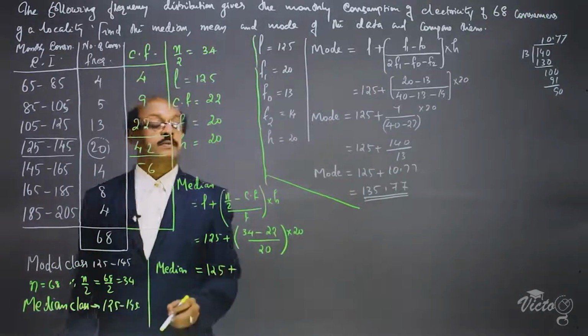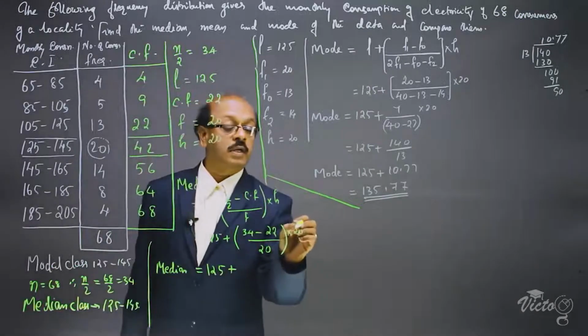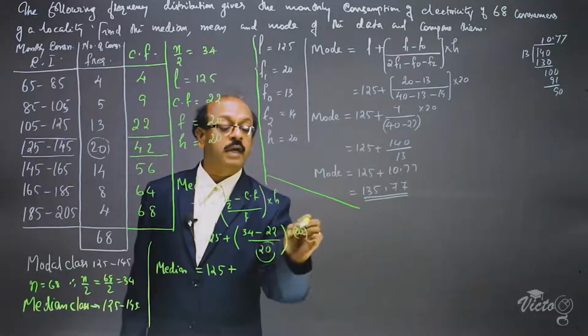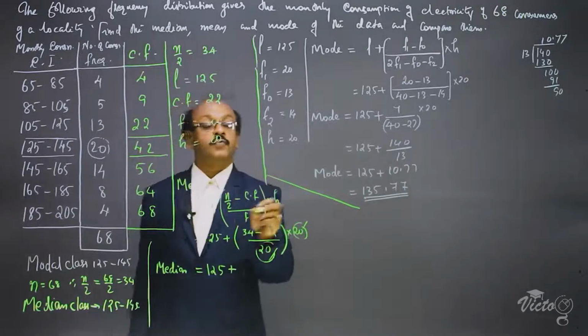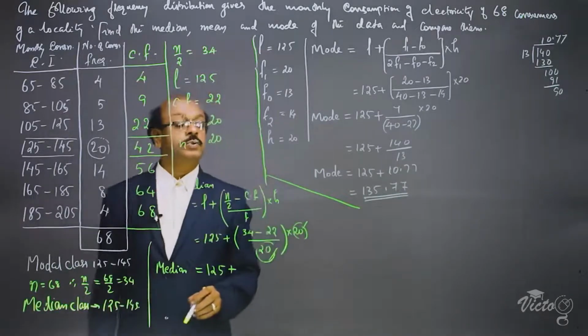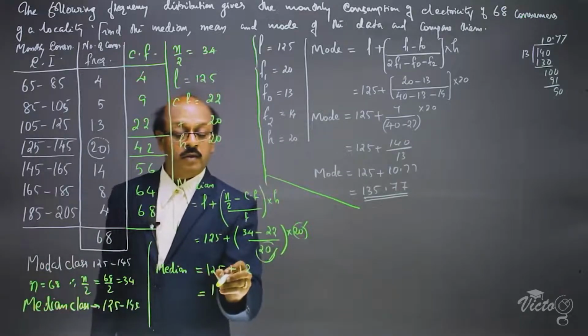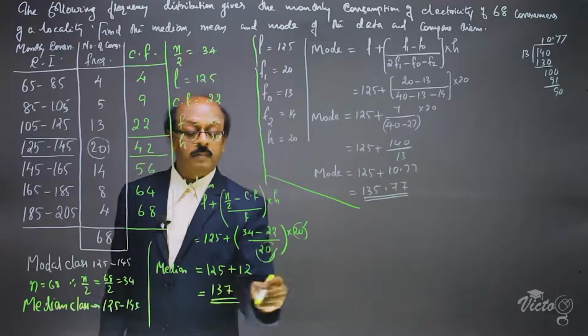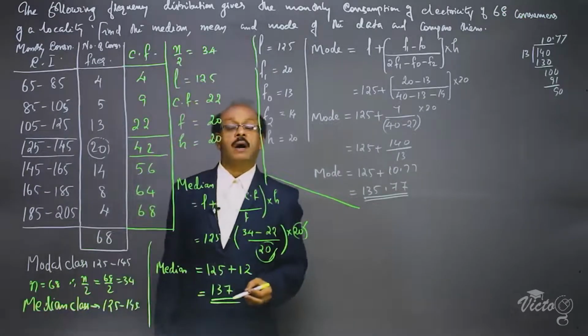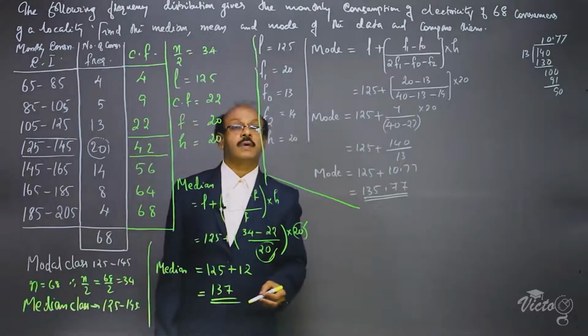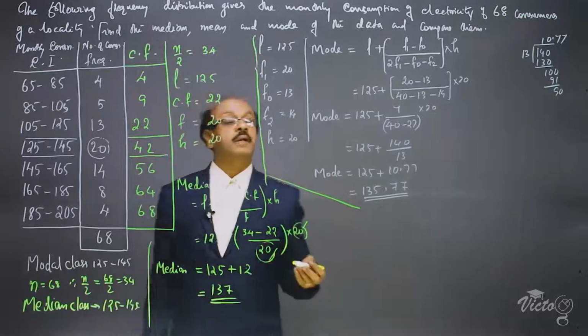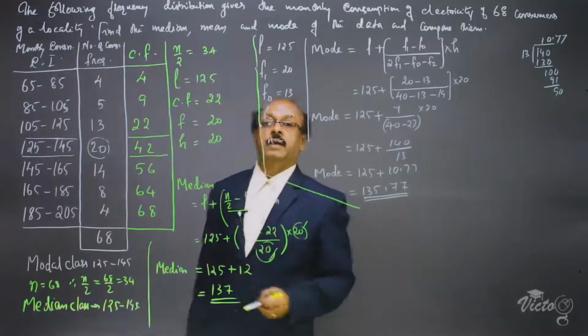Median is equal to 125 plus, this 20 and 20 get cancelled. Then 34 minus 22 is equal to 12. That is, median is equal to 137. We are getting the value of the median as 137. Now we obtained the values of mode and median.